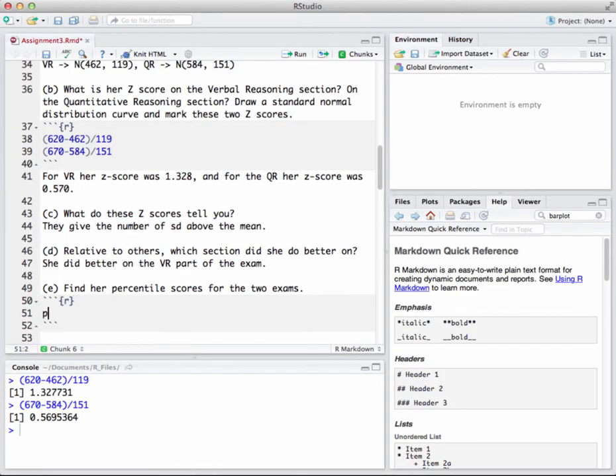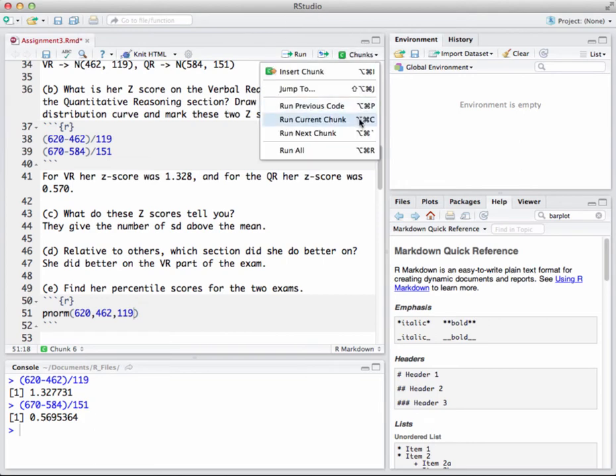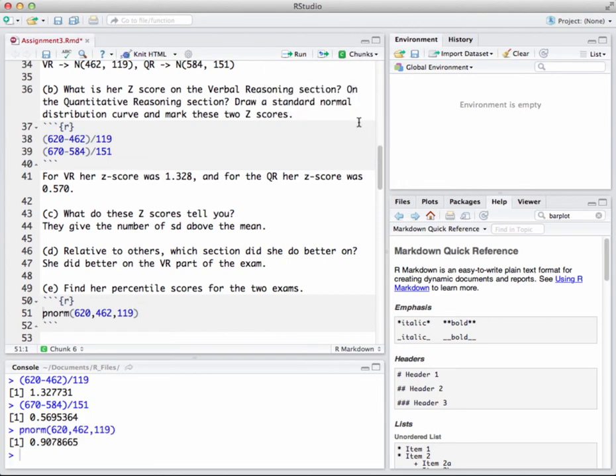So we're going to put in pnorm, put in the value of X, which was 620, put in the mean, which was 462, and we'll put in her standard deviation for that particular exam, which was 119. Okay, so let's go ahead and execute that chunk real quick. And we see that she did pretty darn well, as we had already stated in an earlier part that she was in the 91st percentile if we round off.